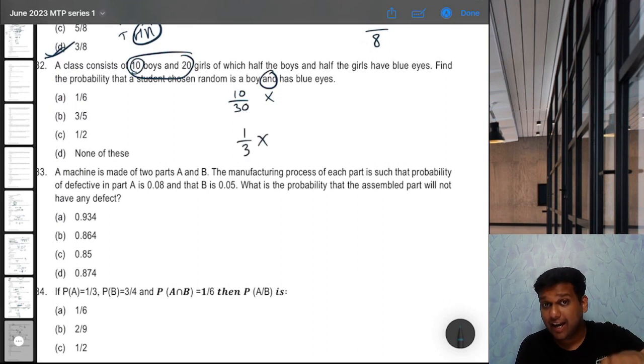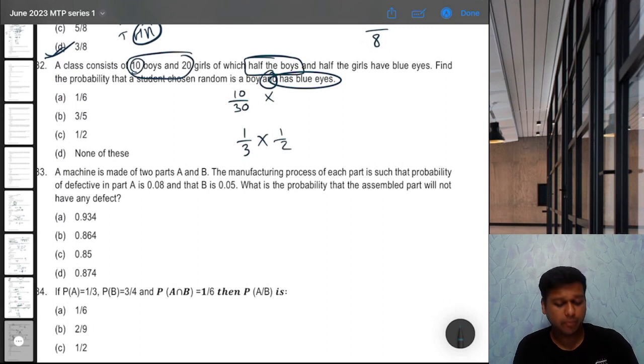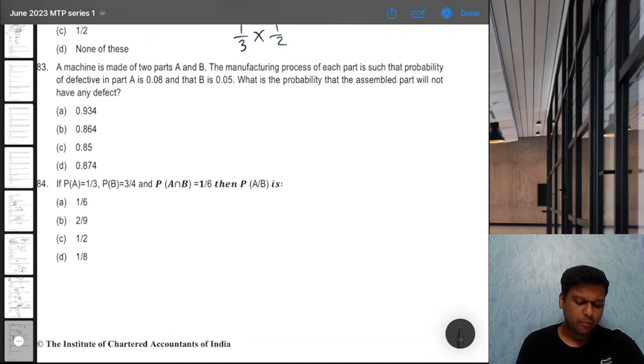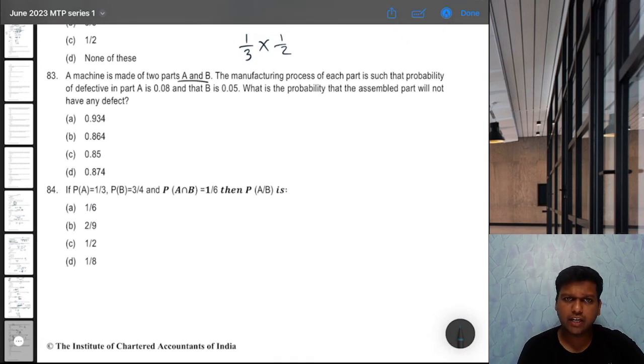And that boy has blue eyes. What is the probability of that? They are saying half the boys have blue eyes, right? So half. So 1 by 3 and 1 by 2, that is 1 by 6 is the correct answer, option A. Next, 83. A machine is made of 2 parts A and B. The manufacturing process of each part is such that probability of defective in part A is 0.08, part B is 0.05.